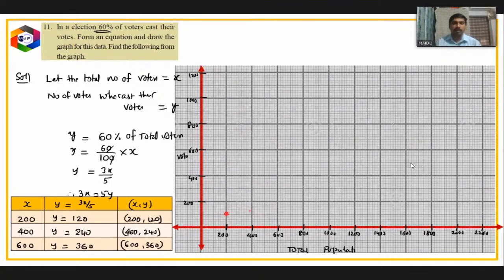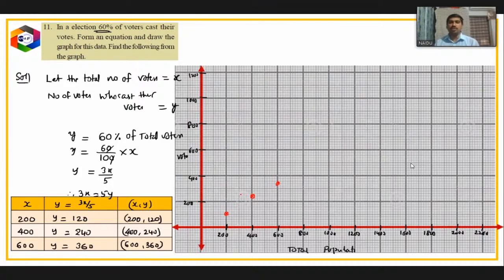And next 400 and 240. After 200, the 2nd line, this is 400 and 240. So this will be the 240, since each line represents 20. And next 600 and 360. So this is 300, half of this one, and that 6th line will be 360. So now we got the 3 points.